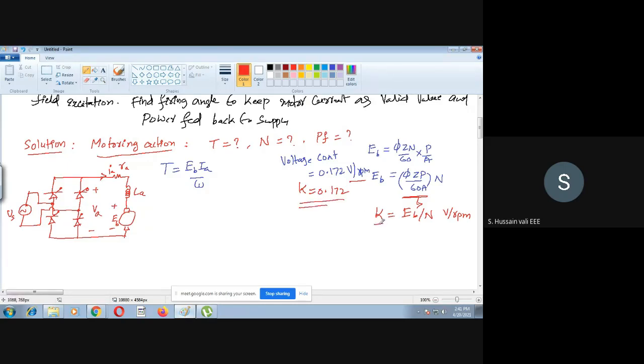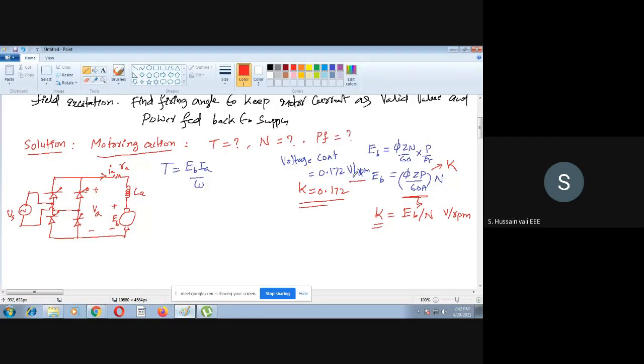Which K here? This K. And what is this K value? It is 5ZP by 60A. This is the K value. So this one is K, and this value has been given as 0.172. Then we'll do one thing.